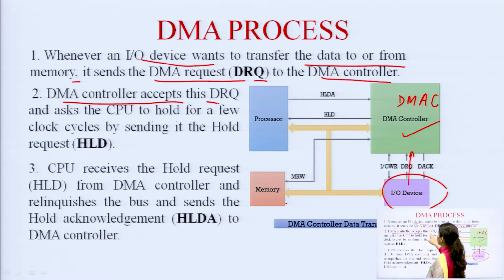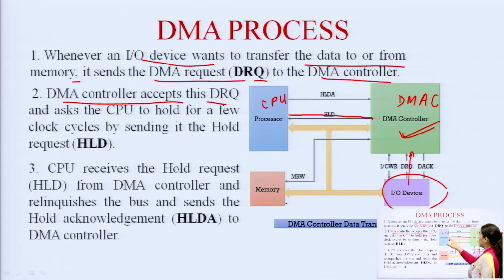DMA controller accepts this DRQ and asks the CPU to hold. This is a CPU. So, now the DMAC has received the request from the input output device. Now, it will ask the processor to hold for a few clock cycles by sending the request through the hold signal, HLD signal.